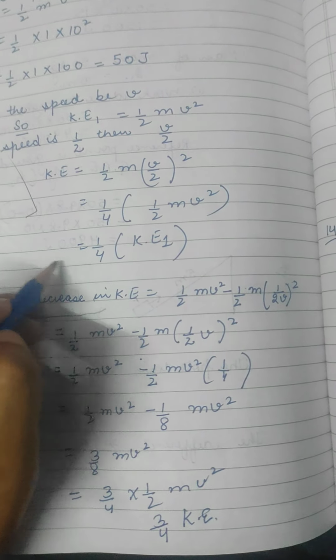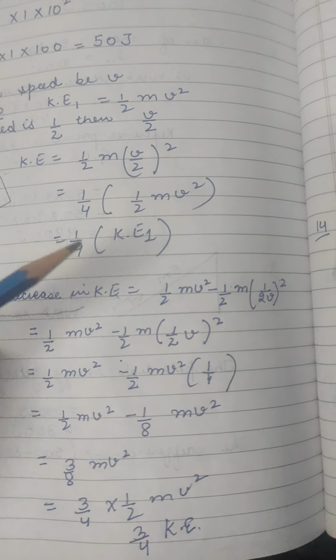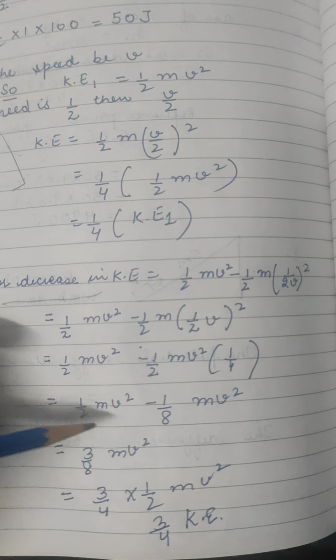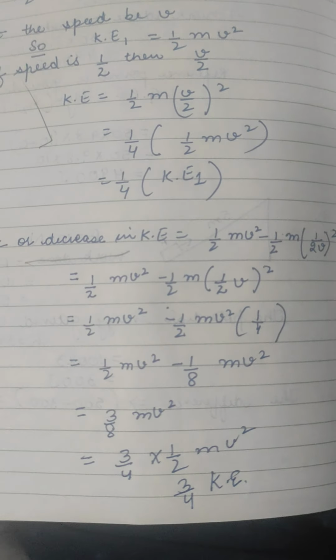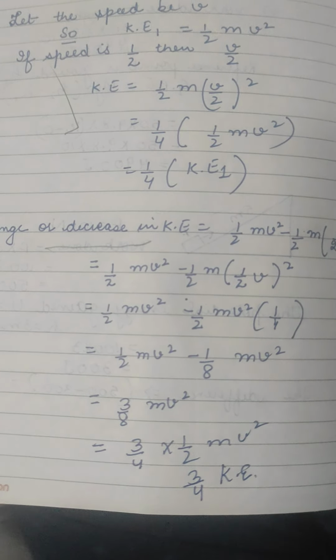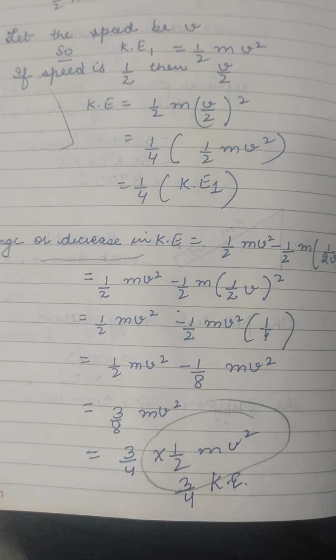So the kinetic energy of the first is half mv square. For the second it is half m (1 upon 2 v) whole square. Putting down all the values and subtracting, you will get 3 by 4 of kinetic energy. It's 3 by 4 of half mv square, that is the kinetic energy of the first part.